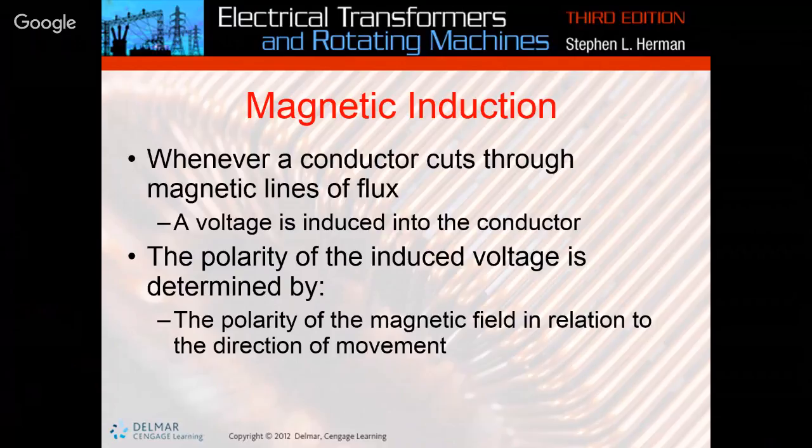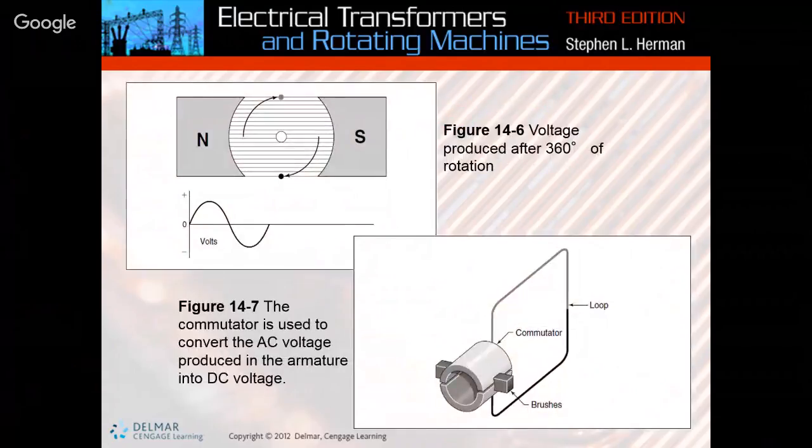Yeah, we did have the non-conducting surface there. Well, this is what I had to find out to make this into a generator. So the polarity of the induced voltage is determined by the polarity of the magnetic field in relation to the direction of movement. Okay. So right here, we have our favorite good old AC wave.